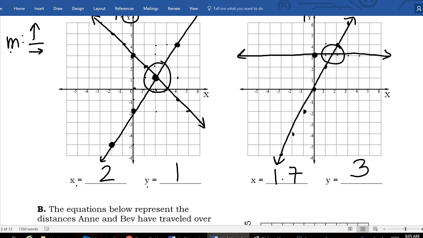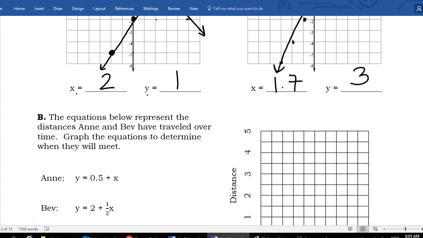Just an estimate. I don't really care for you to get the exact answer when graphing. If an exact answer is what we're looking for, then we would be using one of the other methods that we'd be discussing in this packet. So just an estimate based on the graph when you're using graphing as a method.